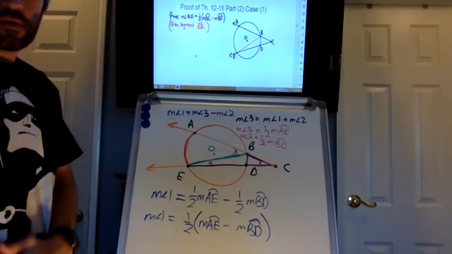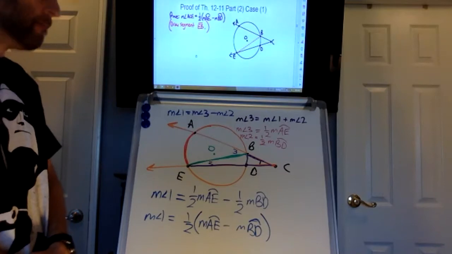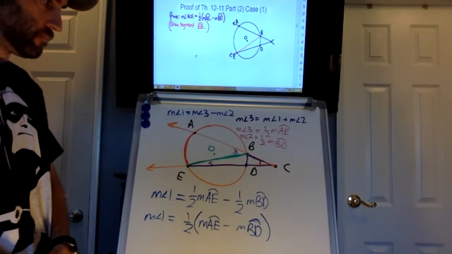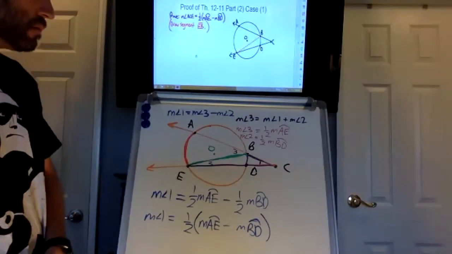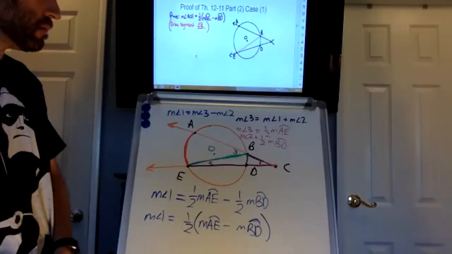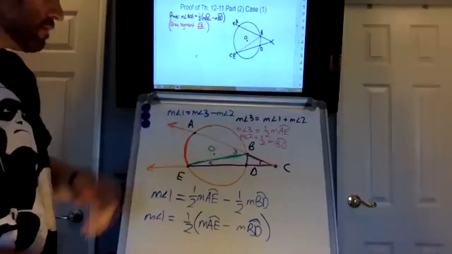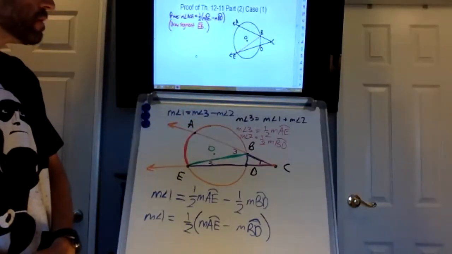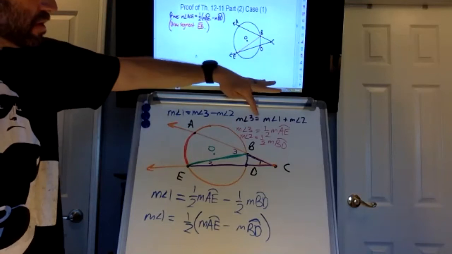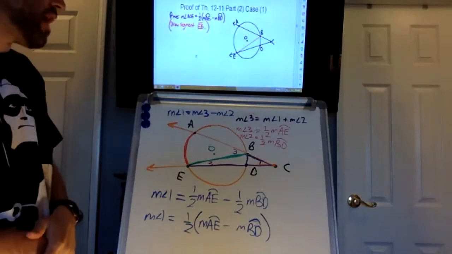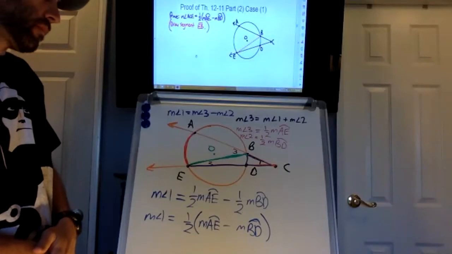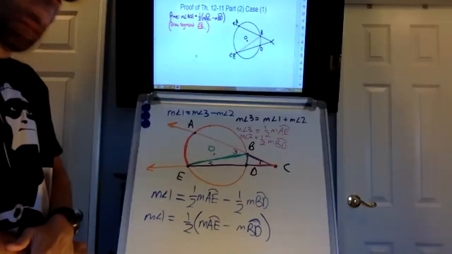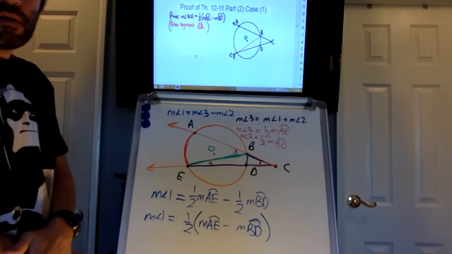Mr. Rosenthal, how did you get from measure of angle 2 is equal to 1/2 measure of BD to measure of angle 1 is equal to measure of angle 3 minus measure of angle 2? Purple to blue? Oh, okay. I just subtracted the measure of angle 2 on both sides. Okay. Anybody else? Questions before we move on?